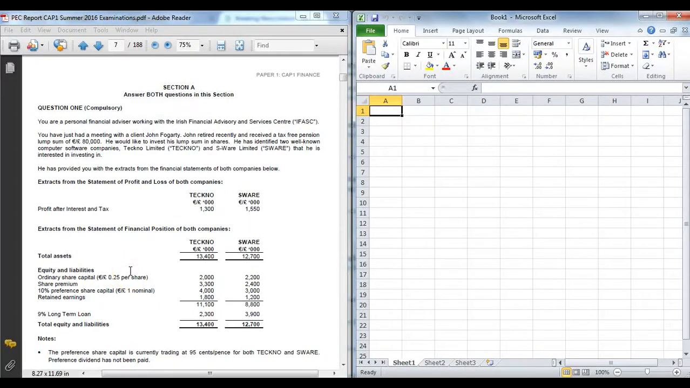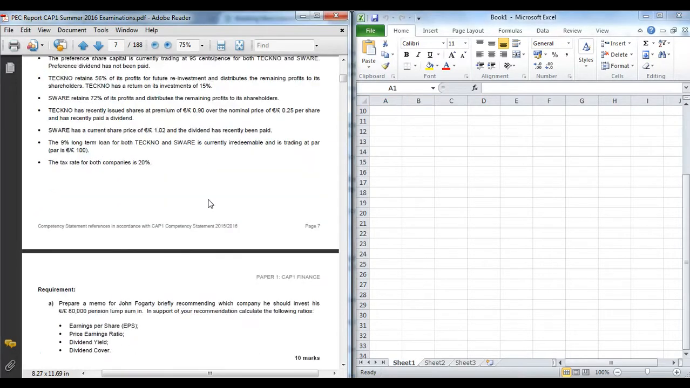This screencast is looking at Summer 16 Question 1. Particularly, we're focused on the area of ratio analysis in the context of personal finance. Ratio analysis doesn't directly appear on the syllabus of CAP1 Finance, but it can form part of working capital management, sources of finance and capital structure, and it can also appear as part of personal finance, the last section in the syllabus. So in this case, we're going to look at Question 1, Part A.